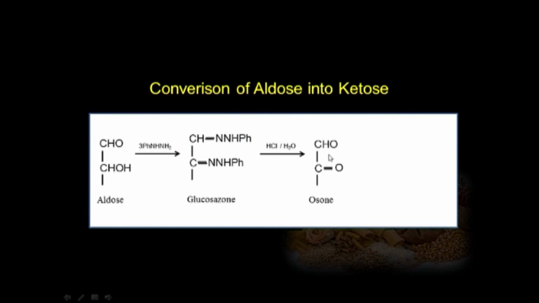And now out of the 2 carbonyls we can easily reduce the aldehydic carbonyl with zinc and acetic acid, and this gets converted into CH2OH. This is C double bond O and we get a ketose structure. So we have obtained a ketose from aldose with the same number of carbon atoms in 3 simple steps. First prepare the osazone, then hydrolyze it, and then reduce it with zinc and acetic acid.